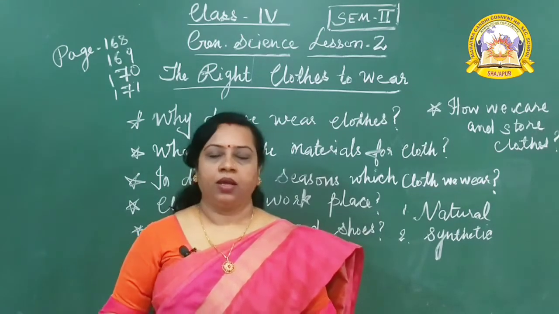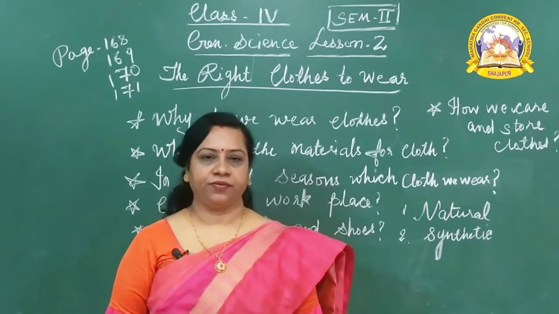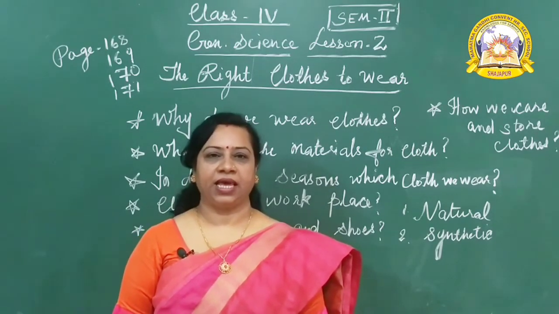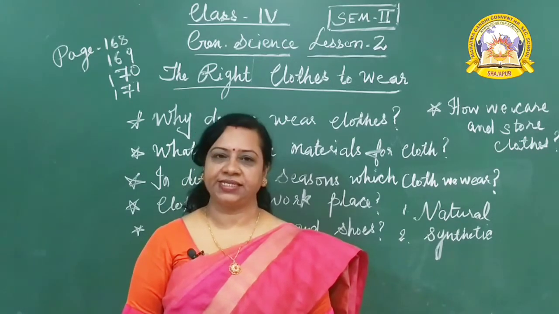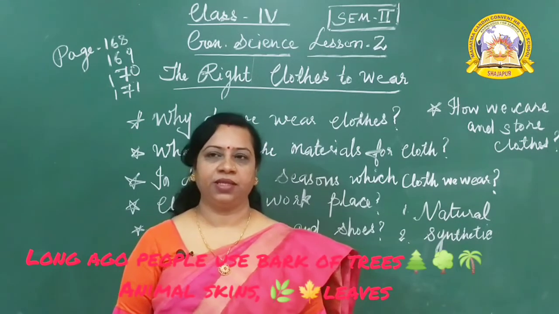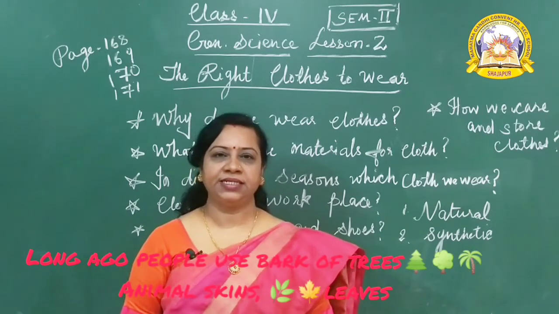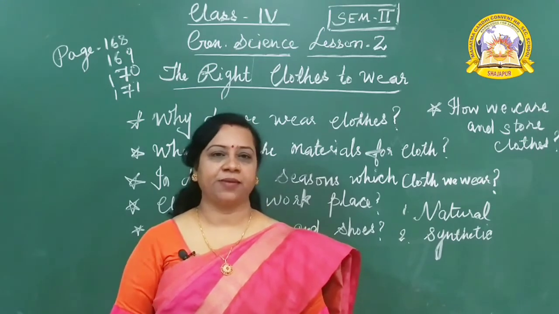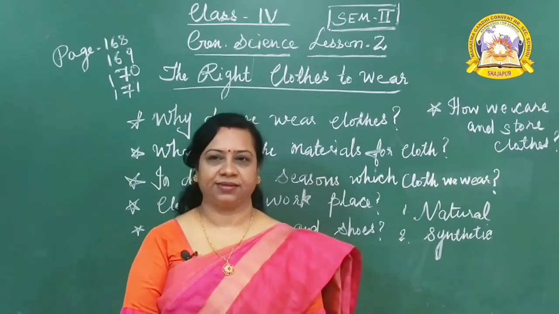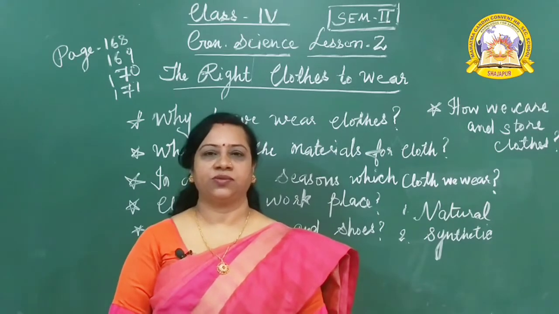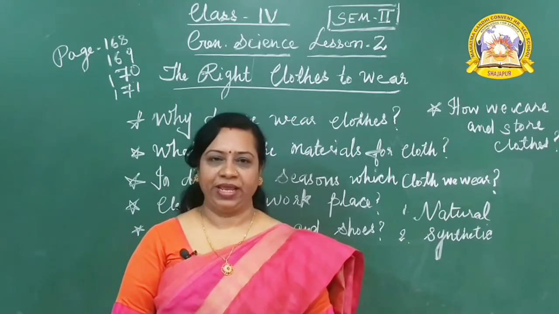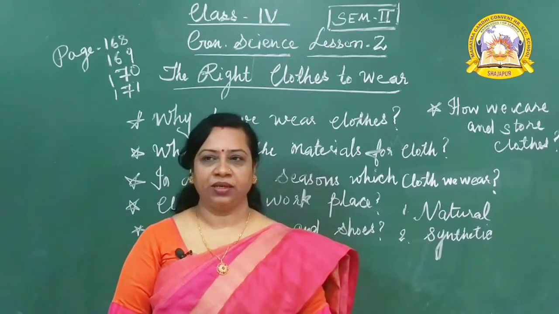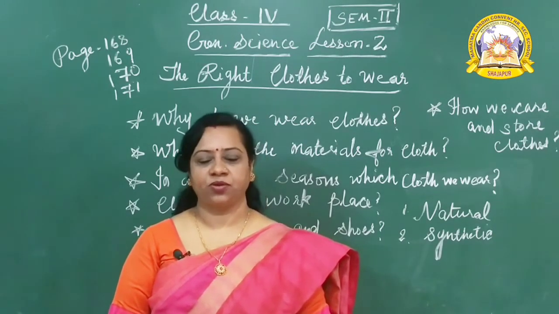168. Okay? Long ago, when humans lived in caves, how did they cover their body? They used animal skins, bark of trees, and big leaves to cover their body. Gradually, they learned the art of weaving and stitching, and now we have different types of clothes for different seasons. Now you have clothes for party, clothes for play, clothes for sleeping in, clothes for school. So now we have different types of clothes.